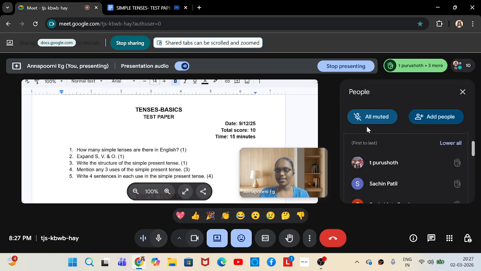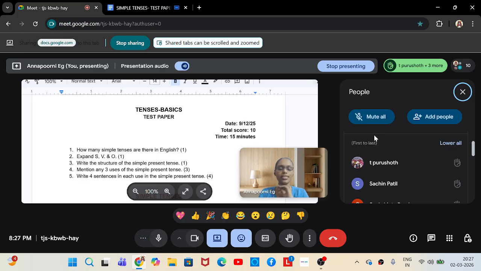Next is for Palak. Write the structure of the simple present tense. Subject plus verb plus object. Which form of verb? V1. Okay. So you have to be specific about it.